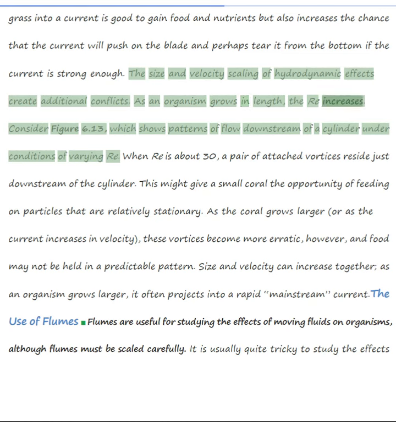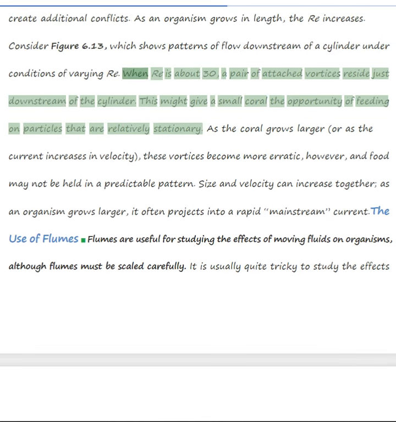in length, the Re increases. Consider figure 6.13, which shows patterns of flow downstream of a cylinder under conditions of varying Re. When Re is about 30, a pair of attached vortices reside just downstream of the cylinder. This might give a small coral the opportunity of feeding on particles that are relatively stationary.